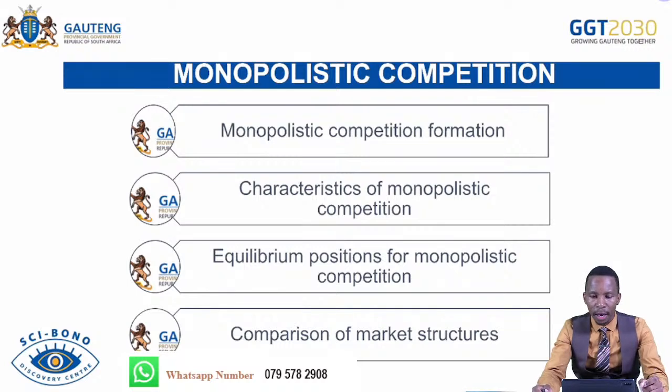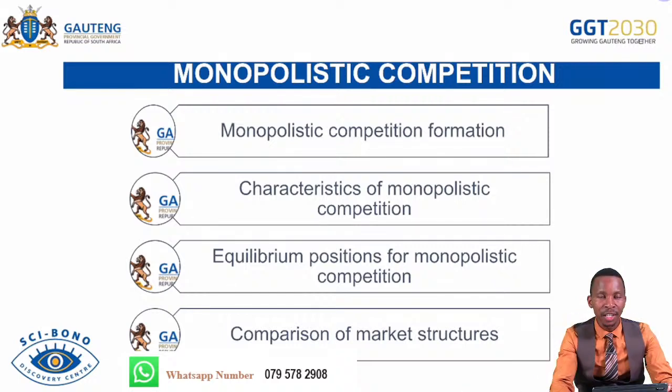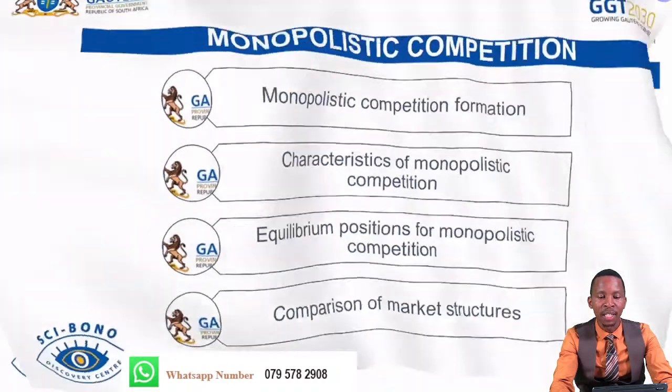We will be talking about monopolistic competition formation. How is it formed? It is known as a hybrid structure because it contains some features or characteristics of the perfect market and those of the monopoly. Then the characteristics of monopolistic competition will be explained. Equilibrium positions for monopolistic competition will be explained, as well as the comparison of market structures, which will be dealt with in detail.